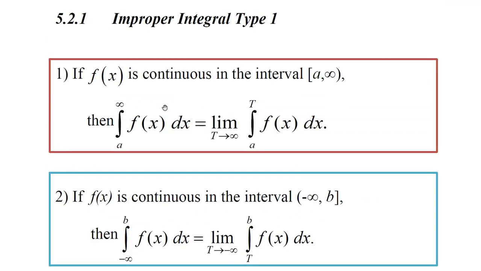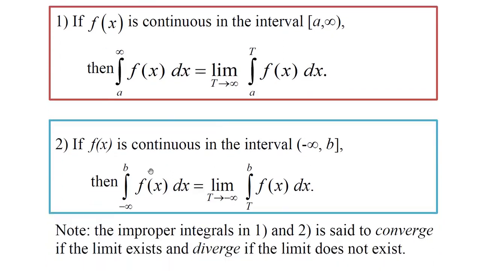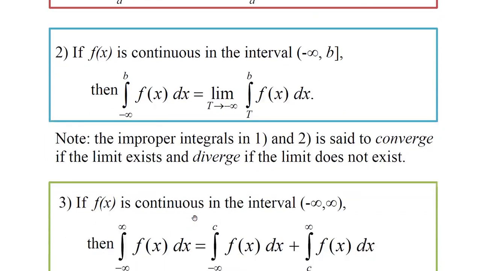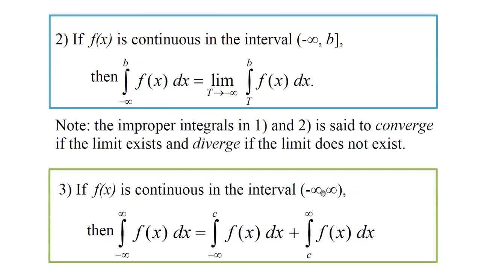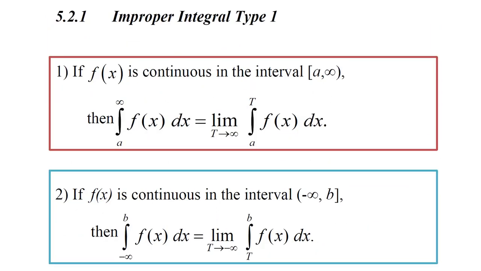So we can say that f(x) is continuous in the interval a to infinity, f(x) is continuous in the interval negative infinity to b, and f(x) is continuous in the interval negative infinity to infinity. Okay, now how to solve all these integrals when the limits are infinity?